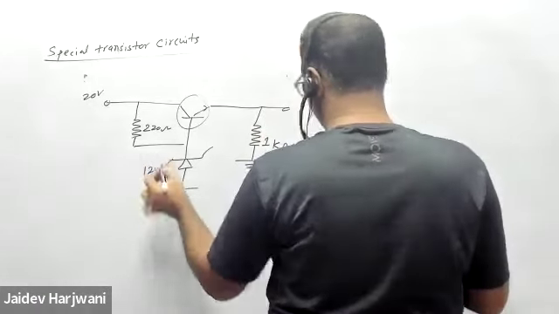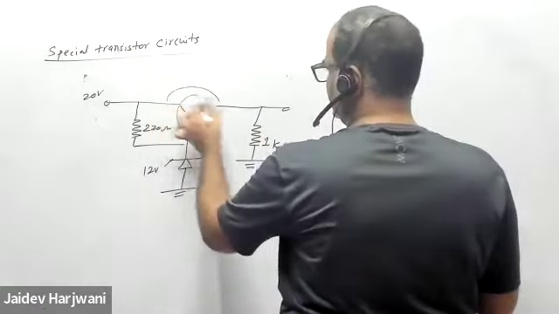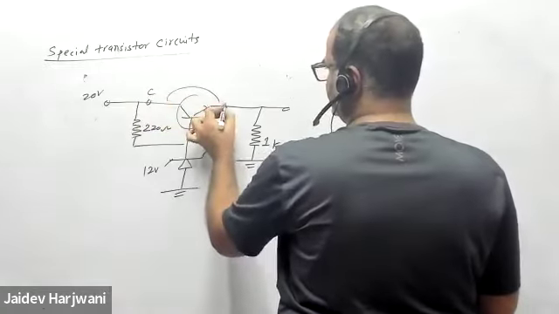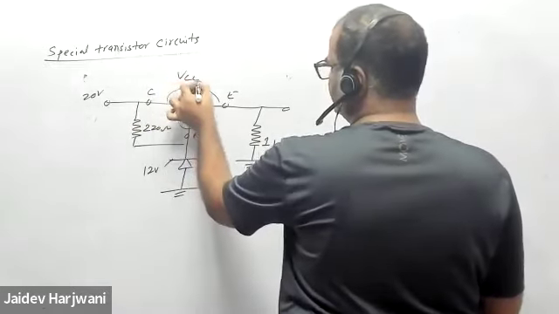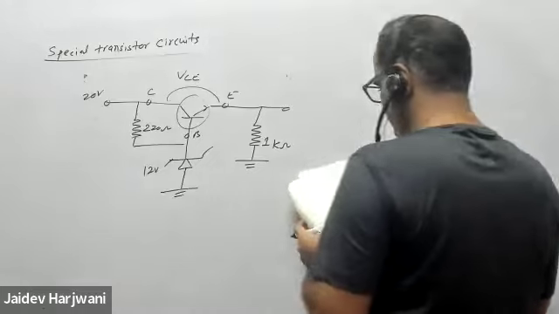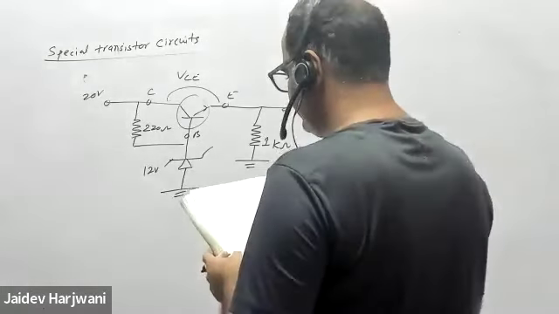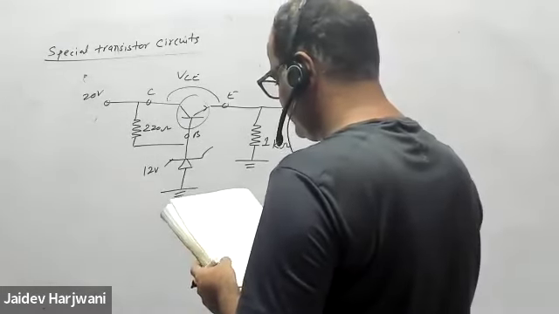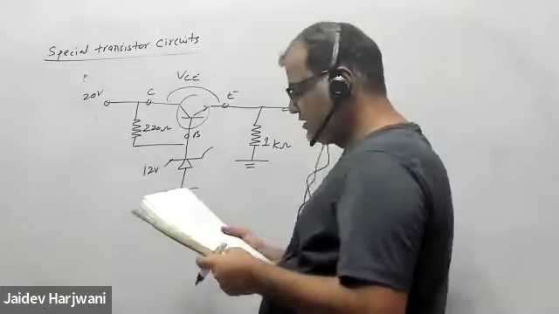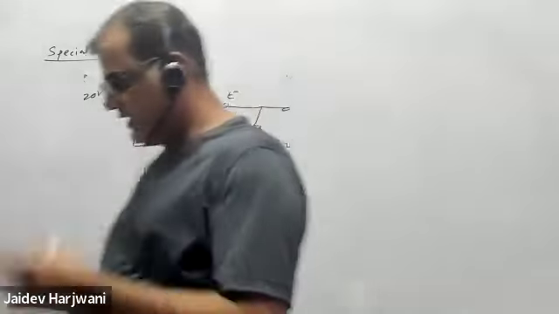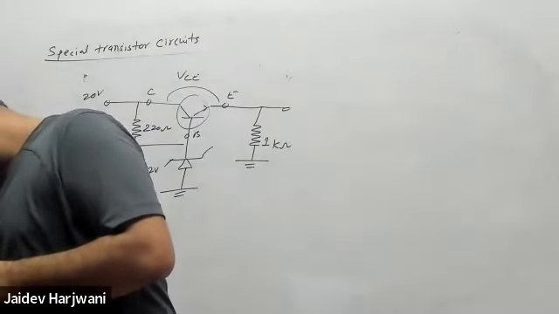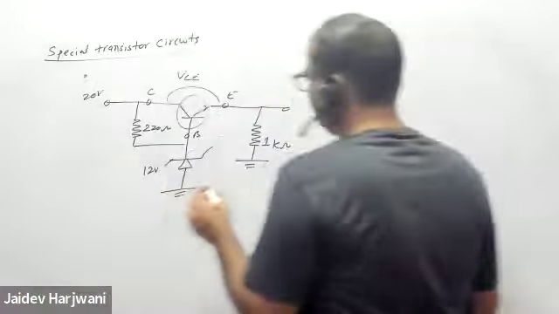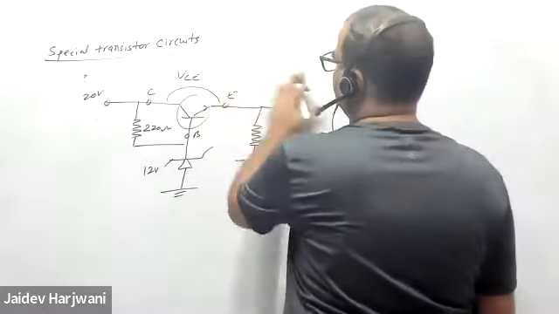This is 12 volt. This is C. This is E. You have to find the VC. So 220, 1 kilo ohm, 20 volt. VZ is 12 volt. Everything is given, and now you have to find all the things. Beta is 500, given.